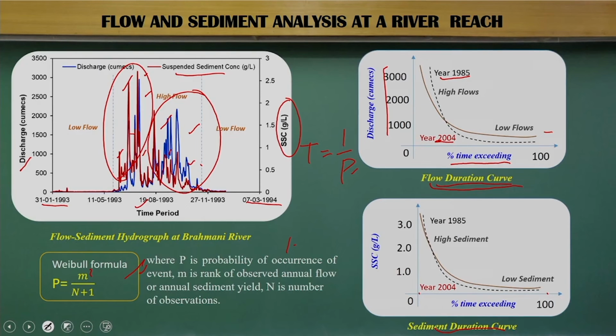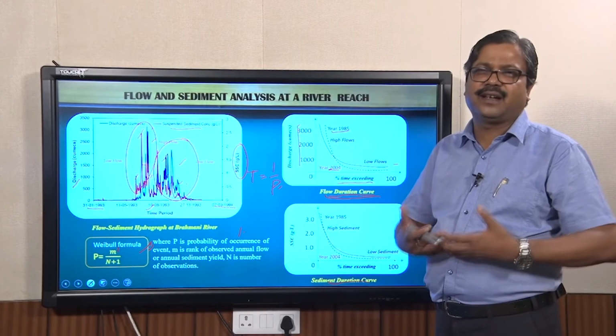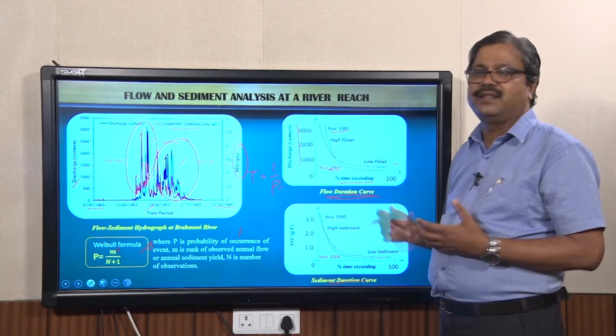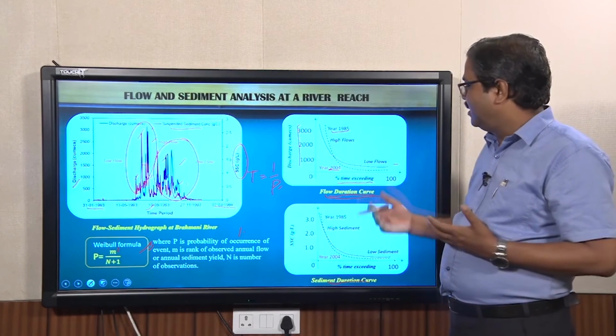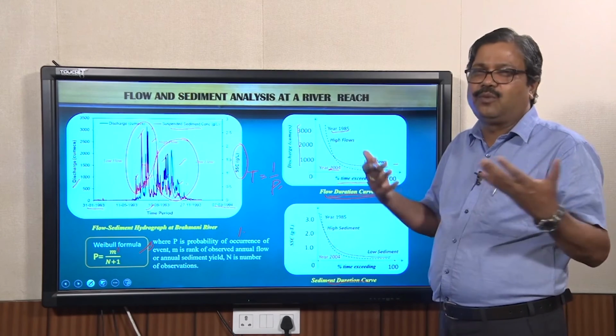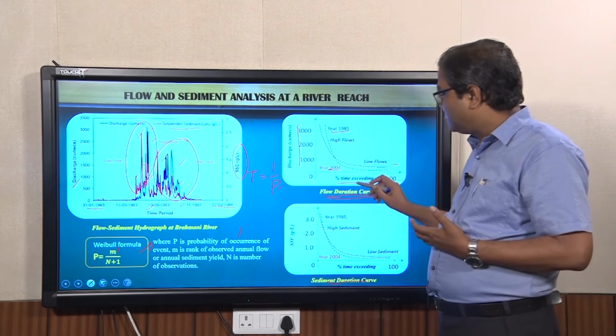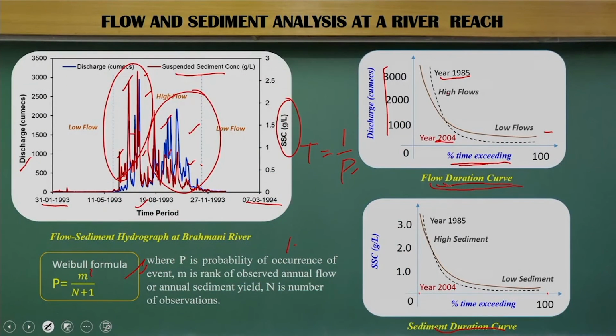Now, if you try to interpret it, what happens? For example, for two years, 1983 and 2004, the flow duration curve has changed. It says how the river flows are changing because of anthropogenic activities, because of natural variability, how the year-wise flow variabilities are there. The low flow is increasing, high flow is decreasing. What is happening in the probabilistic space? That is what we can do with the flow duration curve analysis.